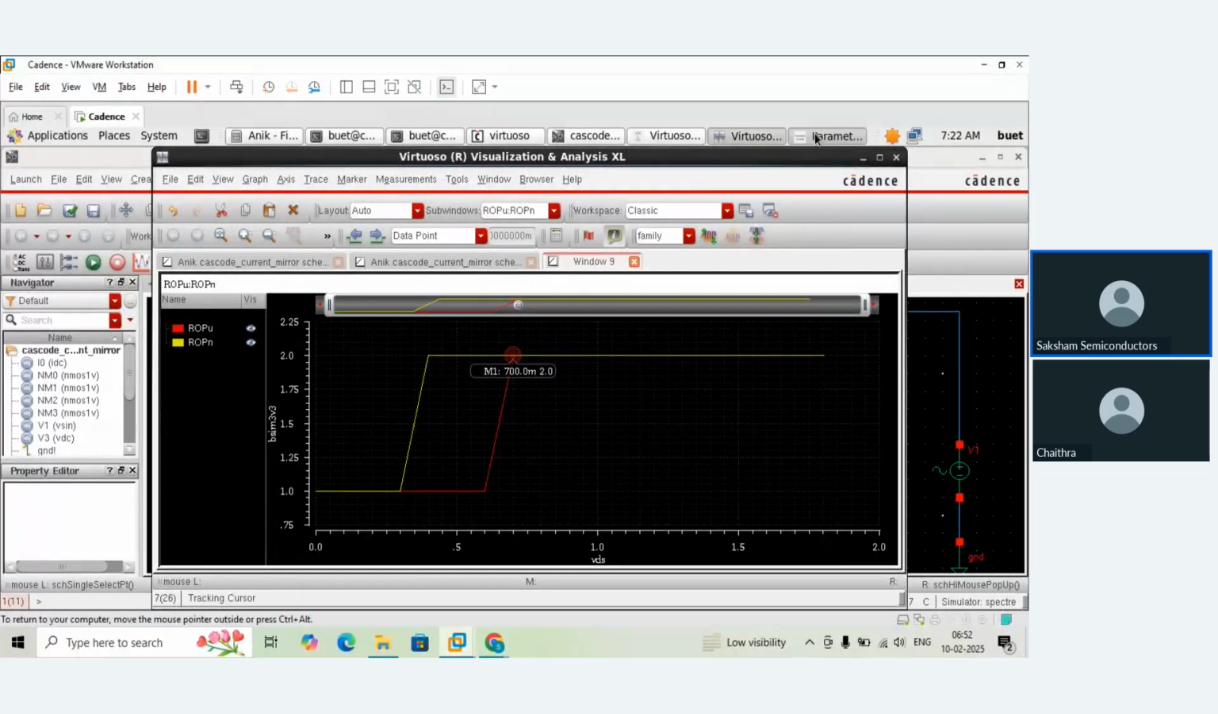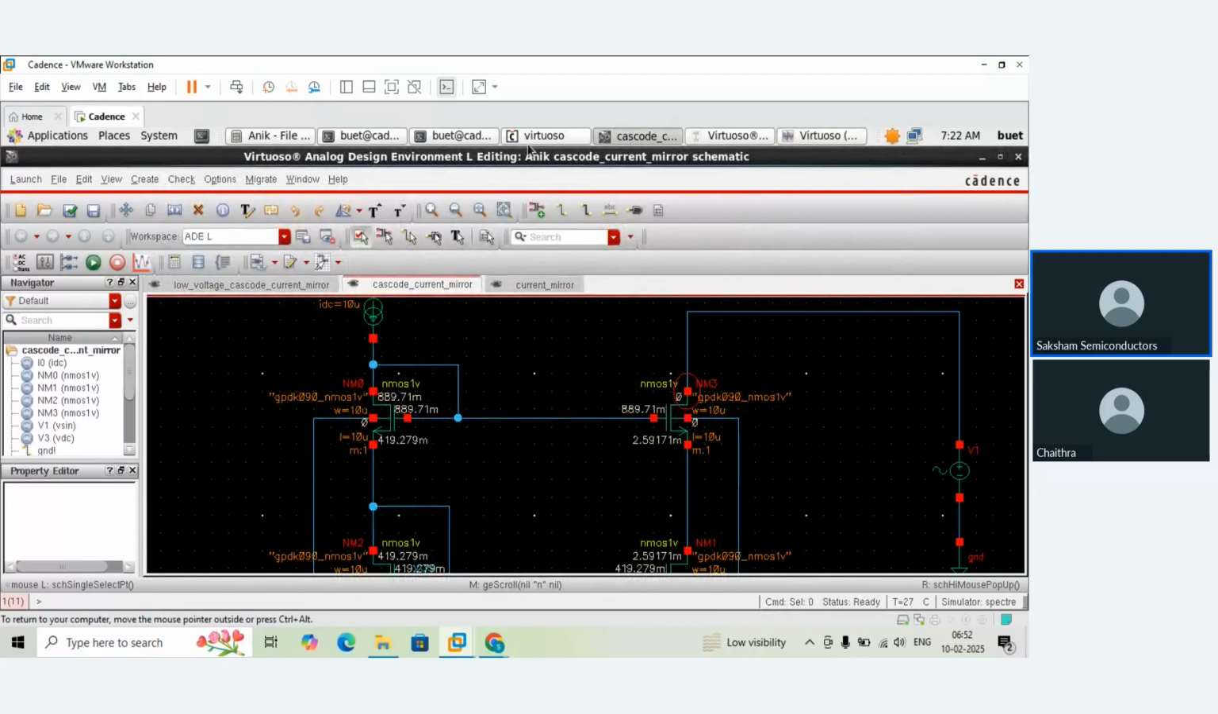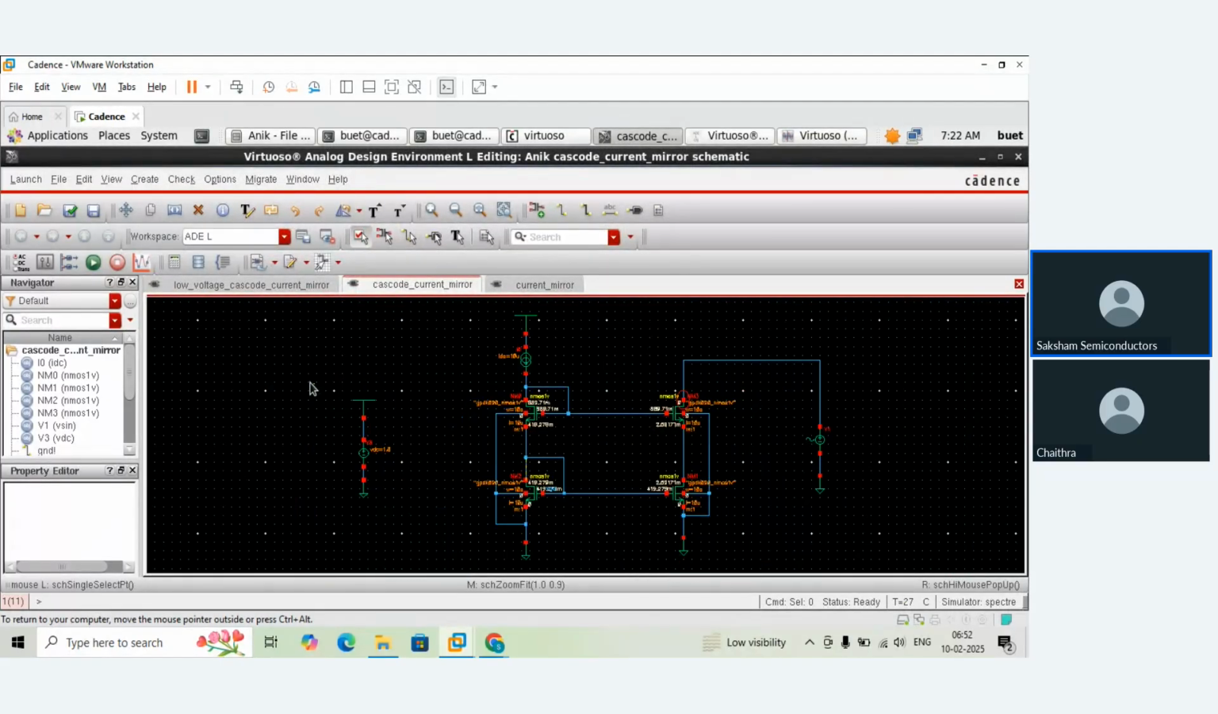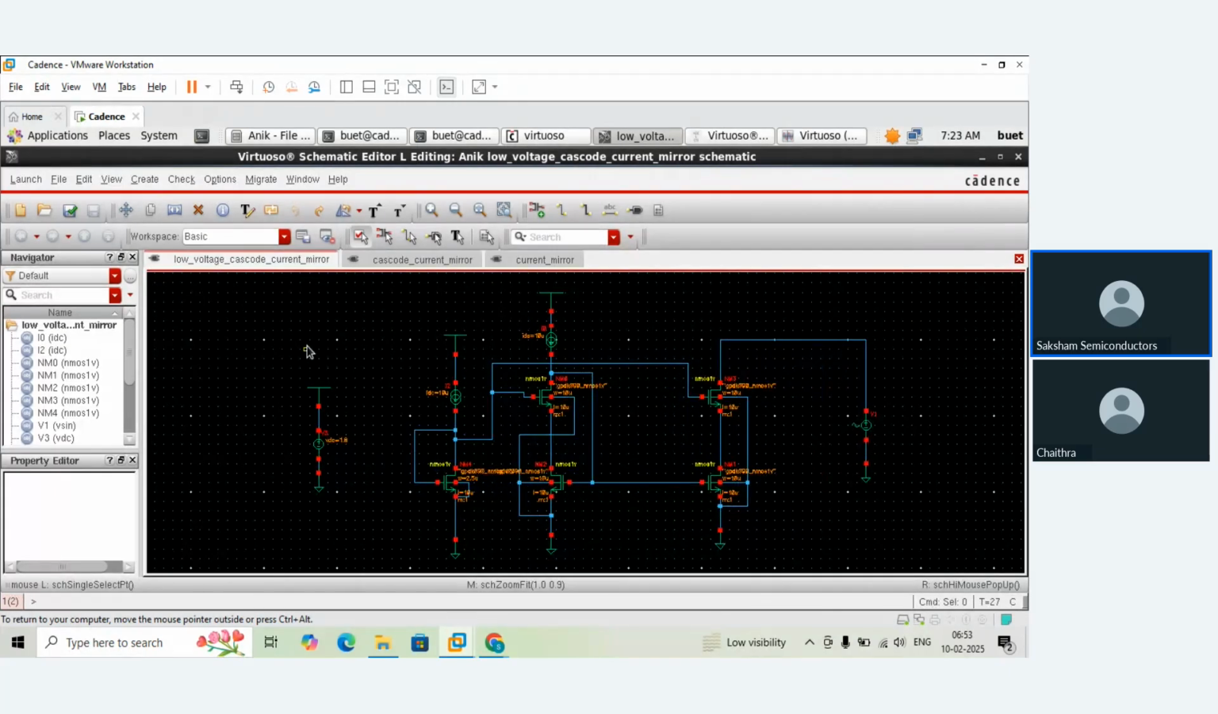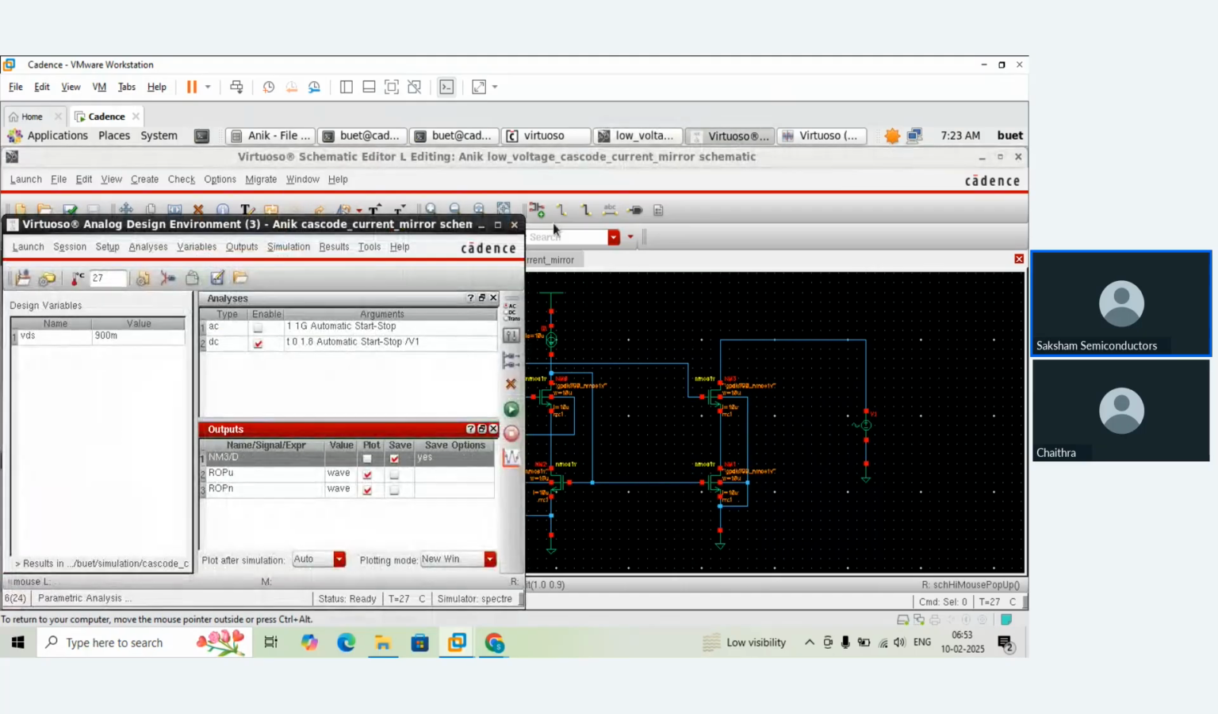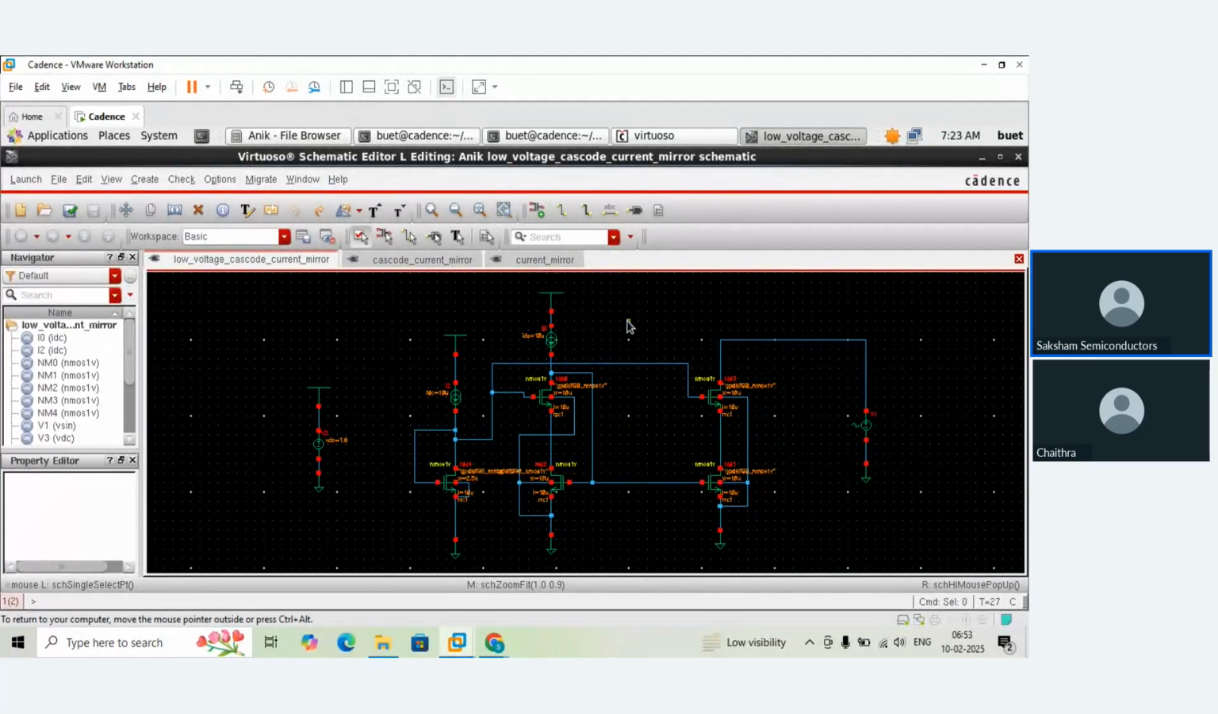On the same lines, let us now try to figure out and understand how the low voltage cascode current mirror would work. Before that, let me close this ADL window. I'll keep the graph as it is. Let's try to understand this schematic.